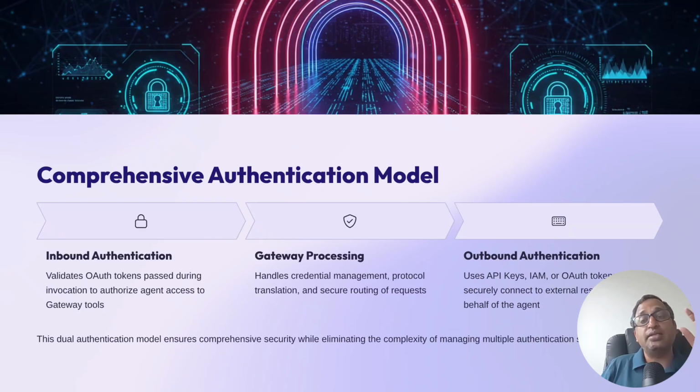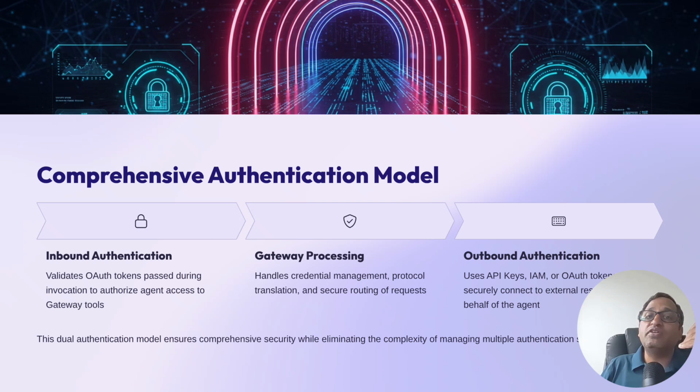Now let's look at the authentication model for the AgentCore Gateway. Security is a foundation to any production-grade agent platform. This is where the AgentCore Gateway really helps you, because it covers both inbound and outbound access control. When we're talking inbound authentication, what it means is that when an agent makes a call, the gateway validates its OAuth token to make sure that the request is authorized. This guarantees that only approved agents can access specific tools and resources.